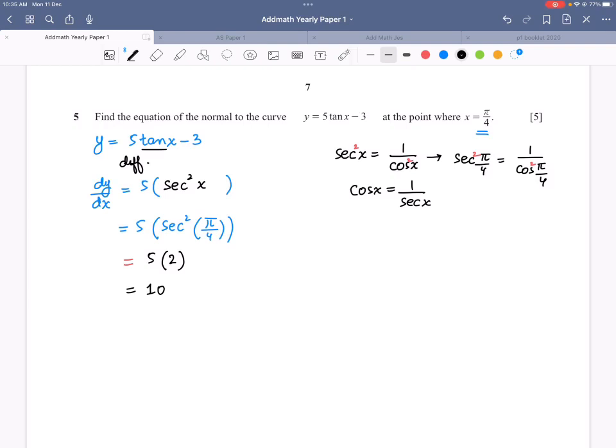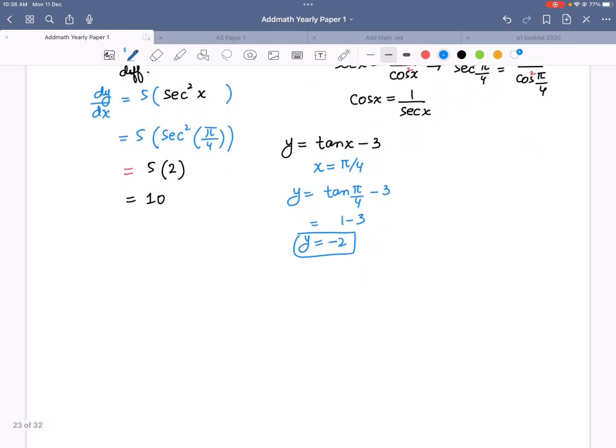Alright. After that, we need to find the coordinates for x and y. Since x is given but we don't have the value of y, we need to use the equation y equals 5 tan x minus 3 to find the y coordinate. Plug in the value x is π over 4 as given. So y equals 5 tan π over 4 minus 3. 5 times 1 minus 3. So the value for y is minus 2.